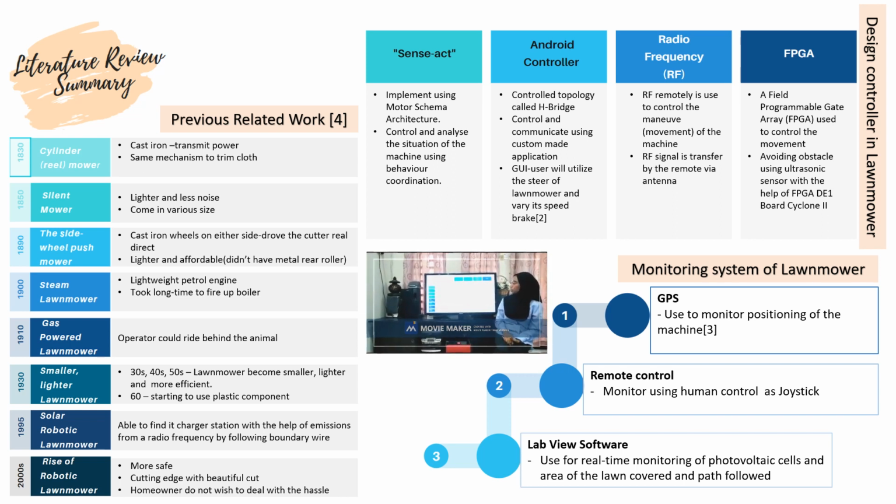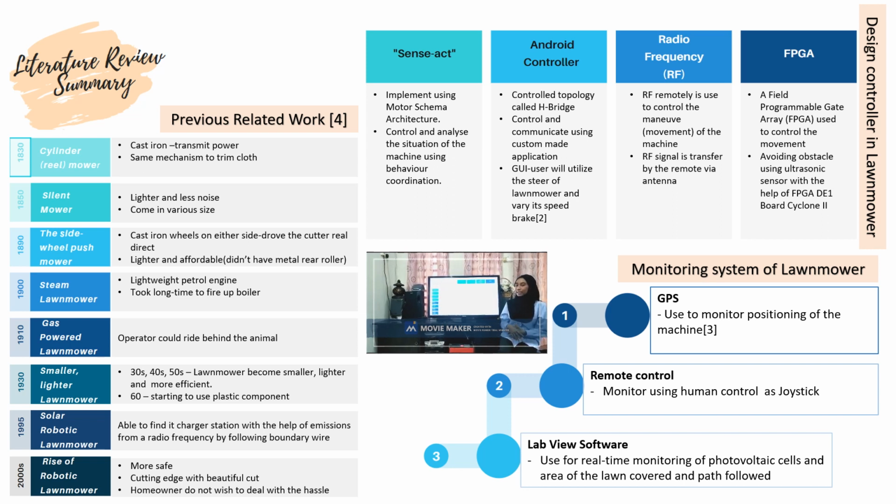First, we have Sense X, which is implemented using motor schematic architecture and controls the situation of the machine using behavior coordination. Next is Android control. Android control controls the topology called H-bridge. It is controlled using a custom-made communication application and a GUI, which will utilize the steering of the lawnmower and verify its speed and brake. So, next is radio frequency.